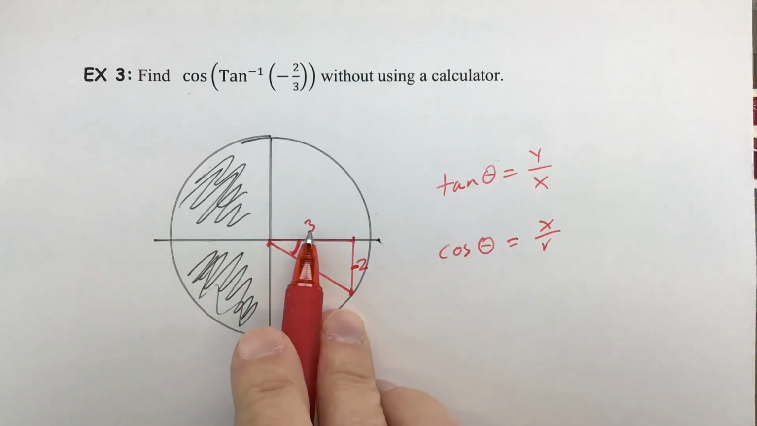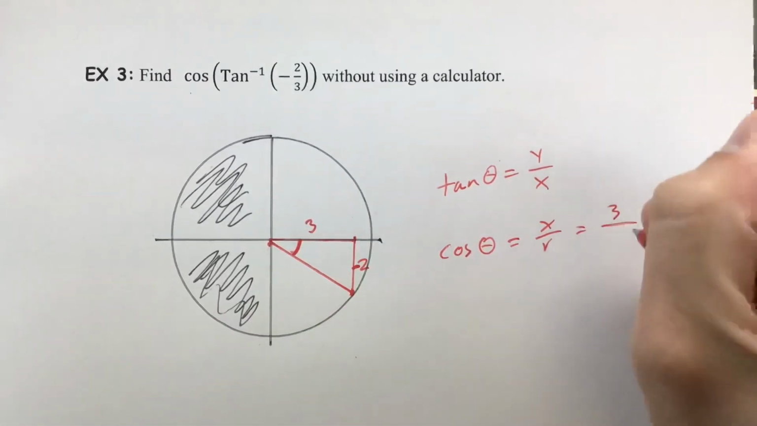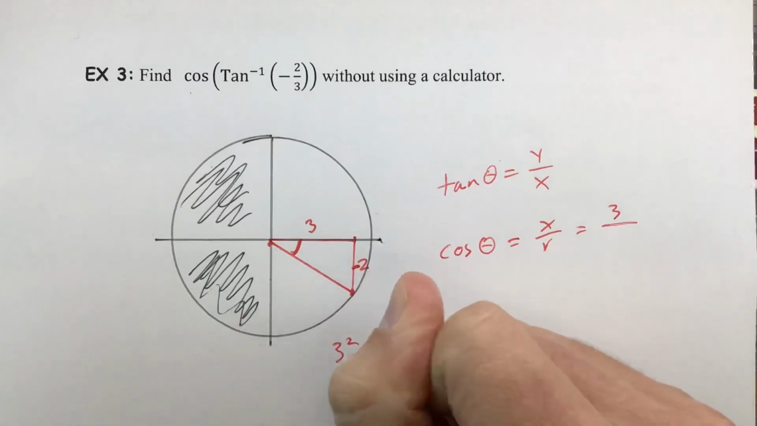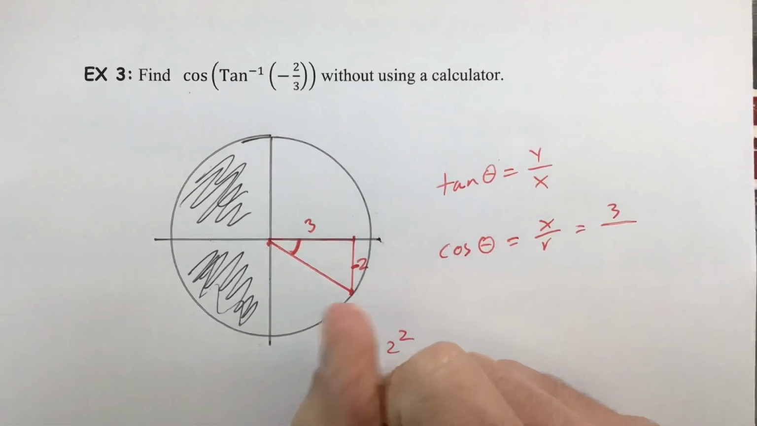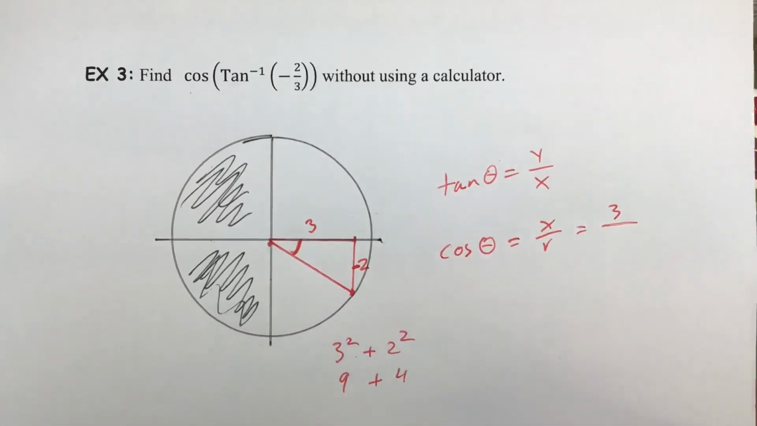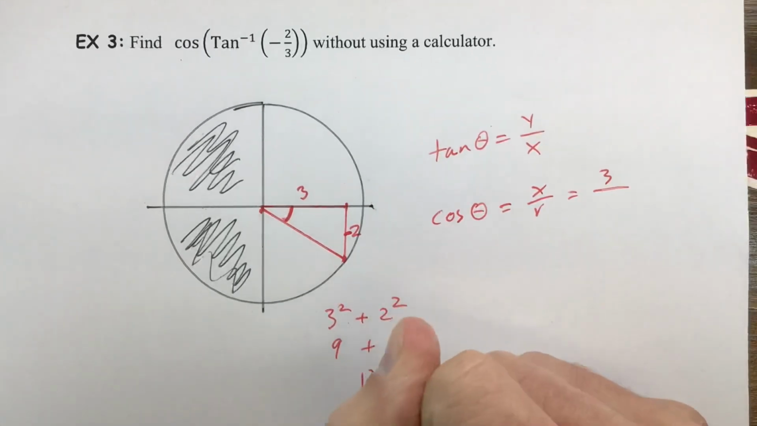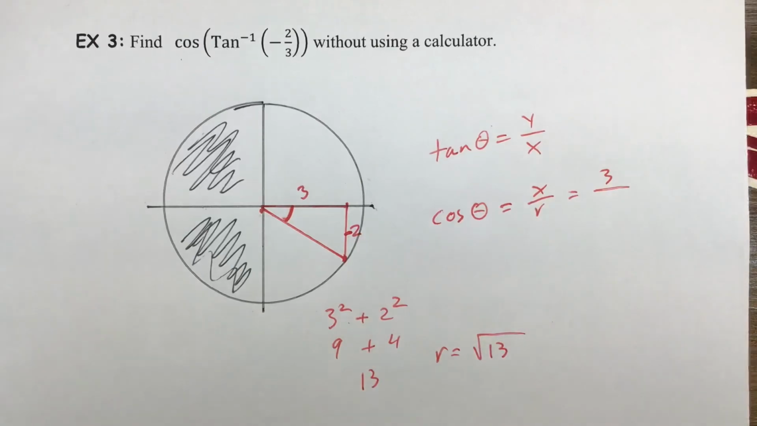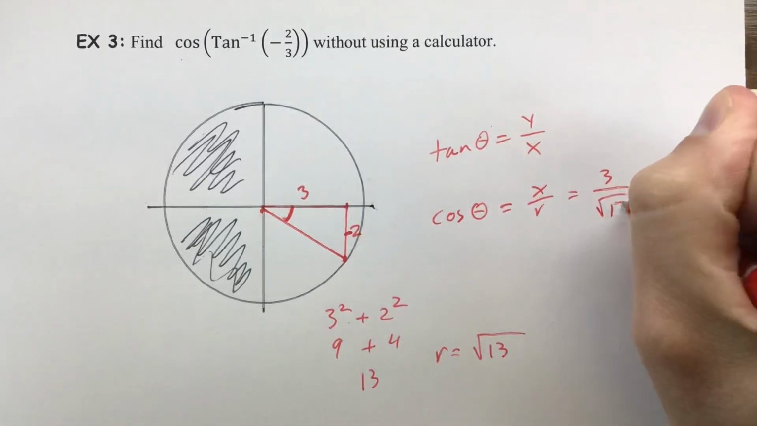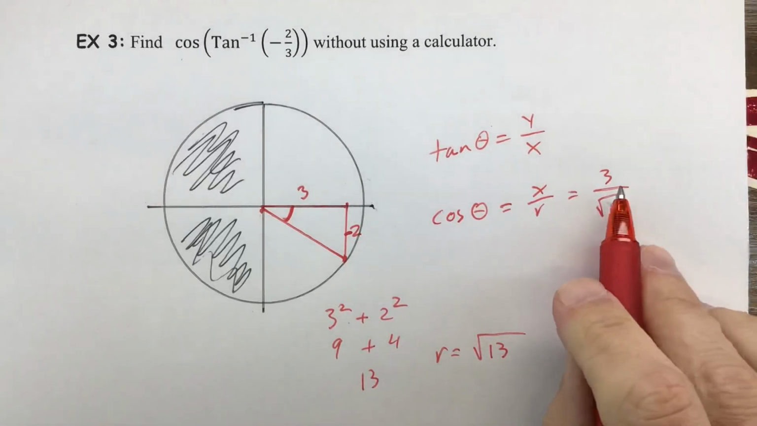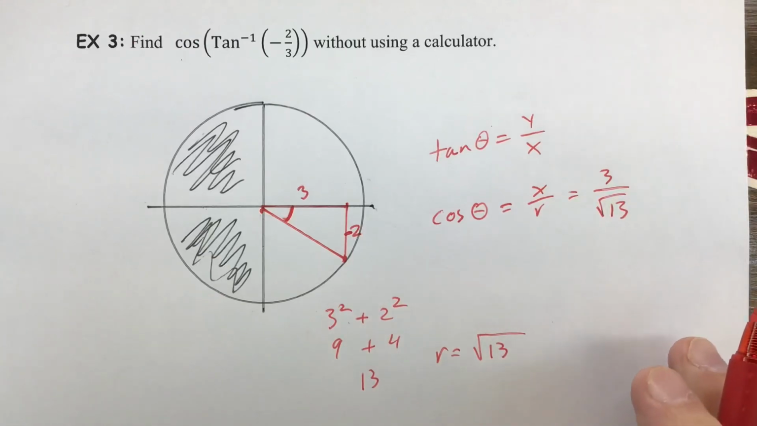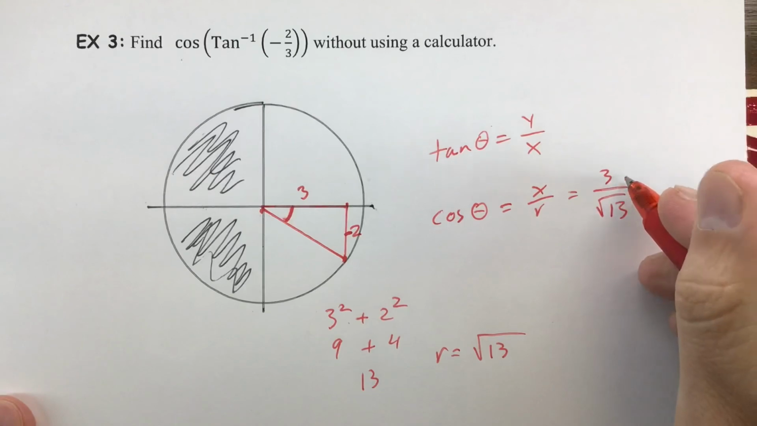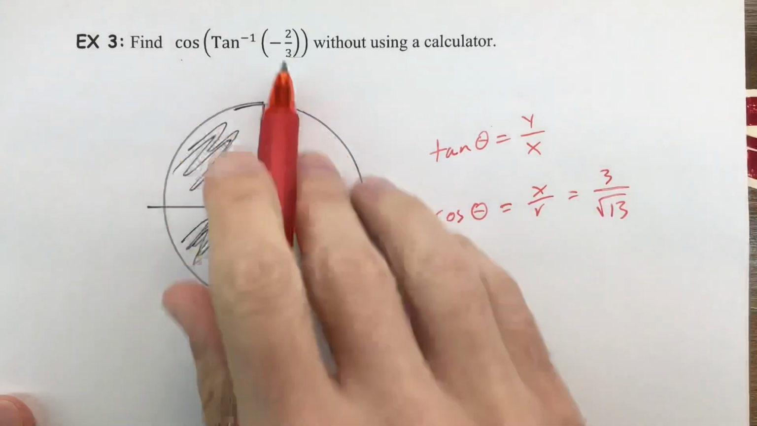Our x is the 3. We got that much. We don't know the r value, but with a little bit of Pythagorean theorem, 3 squared plus 2 squared, we get 9 plus 4, which is 13. So our radius is equal to the square root of 13. All right, and now before I clean that up, let's just go ahead and check and see that this is really the right answer. My claim is that this is the whole answer to that.